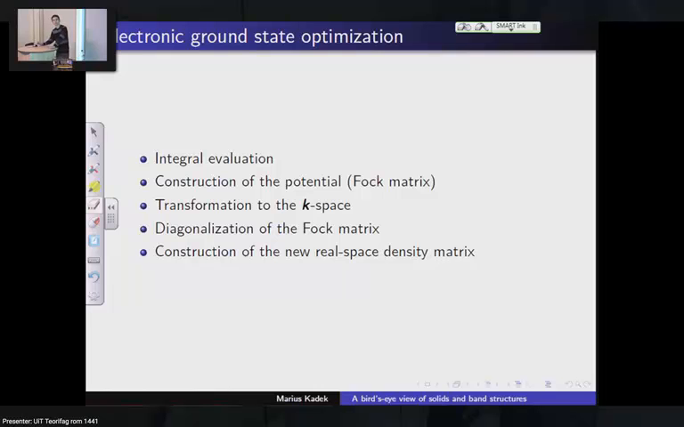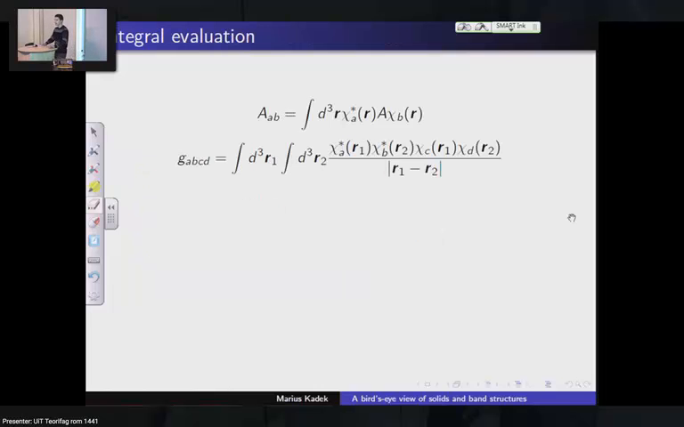So let's start with the first one, which is integral evaluation. As I said, we use Gaussian functions. And in order to construct the Hamiltonian or the potential, we need one- and two-electron integrals, which are written there. Since chi are Gaussian functions, these integrals are exactly the same as on molecules. I just do the lattice translations, but they're essentially the very same thing as on a molecule. So this part I don't have to do myself.